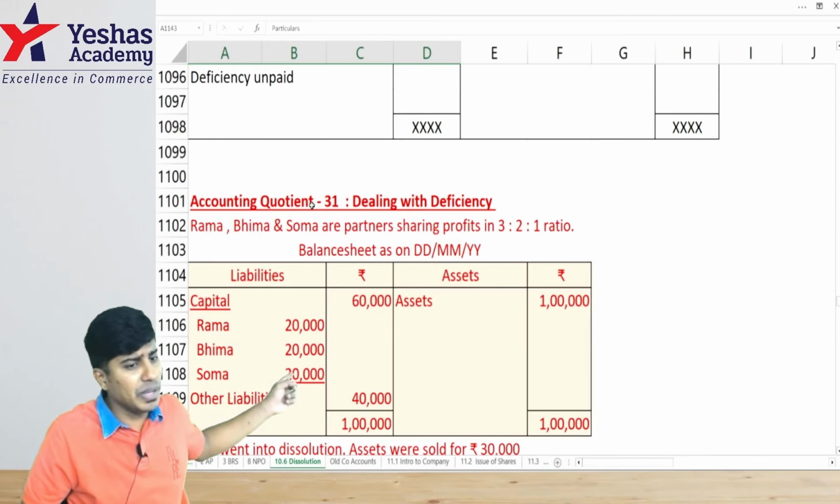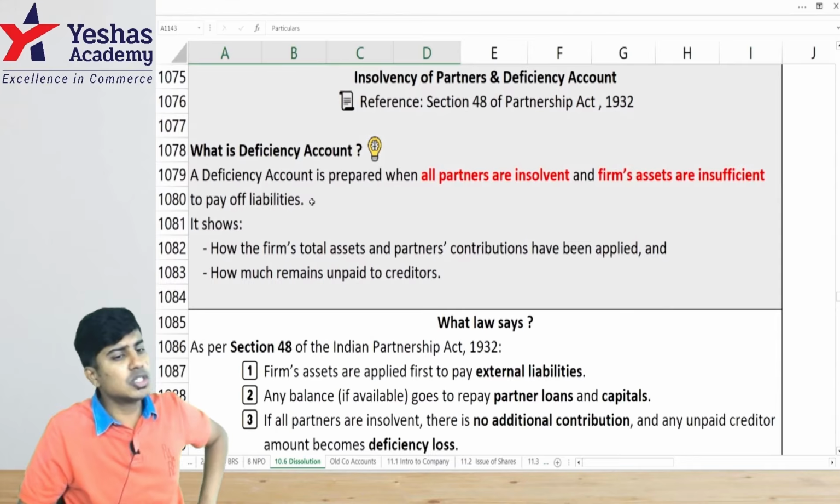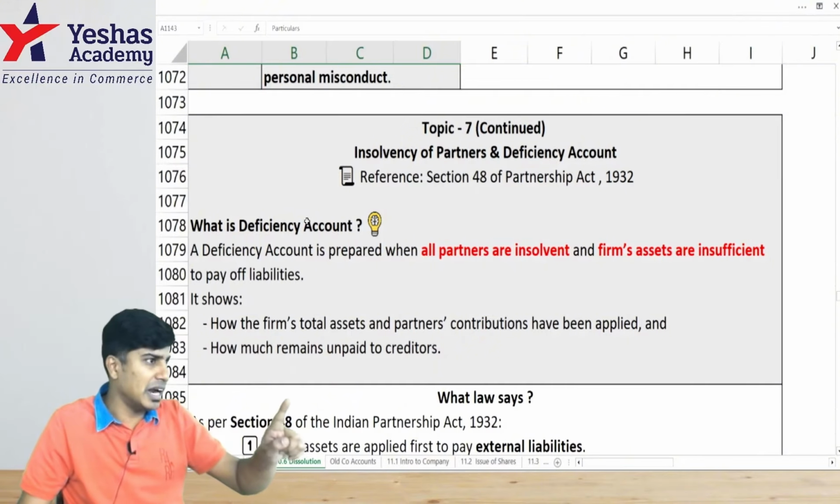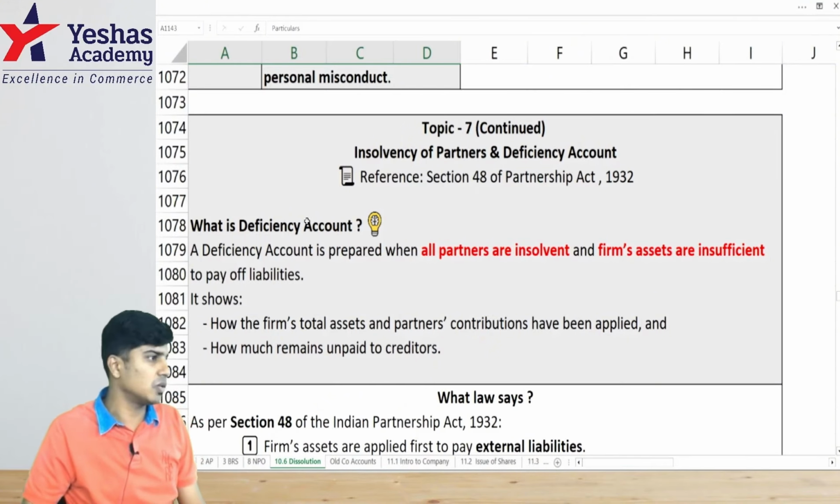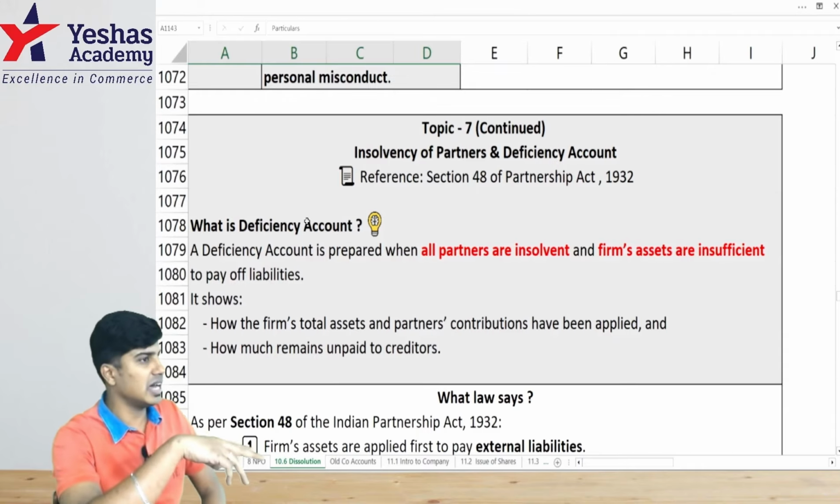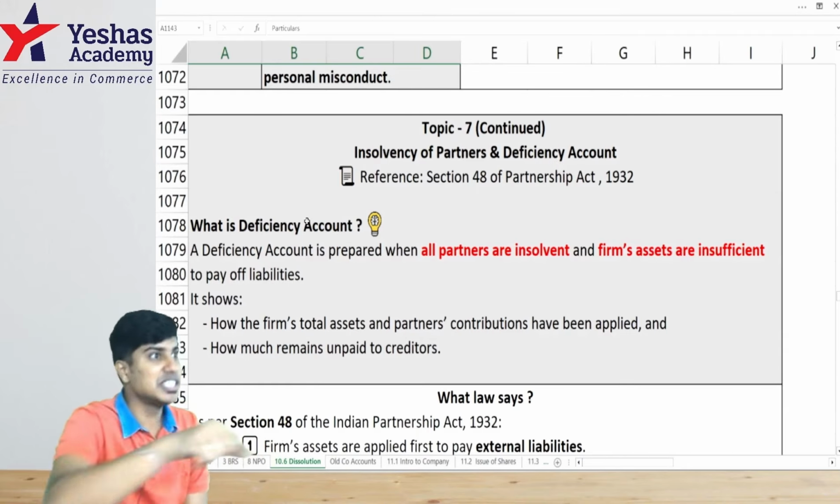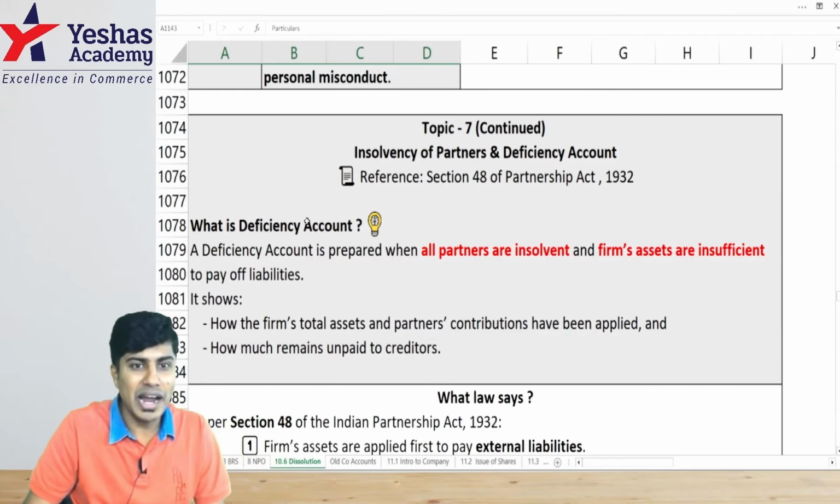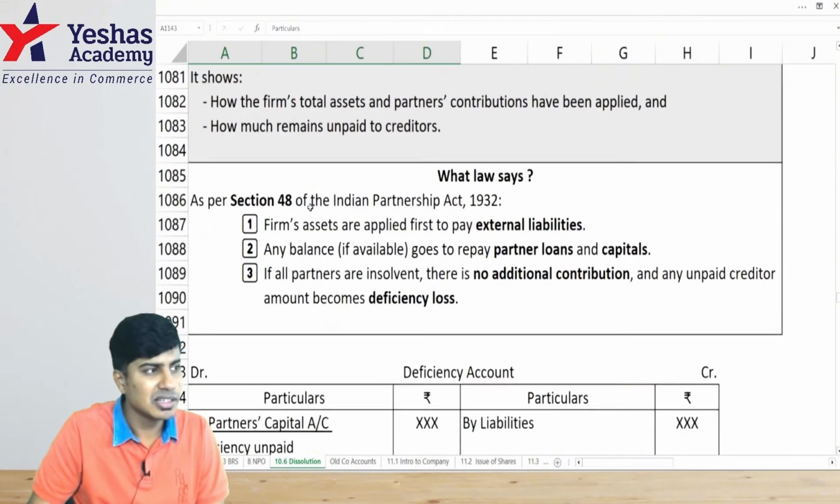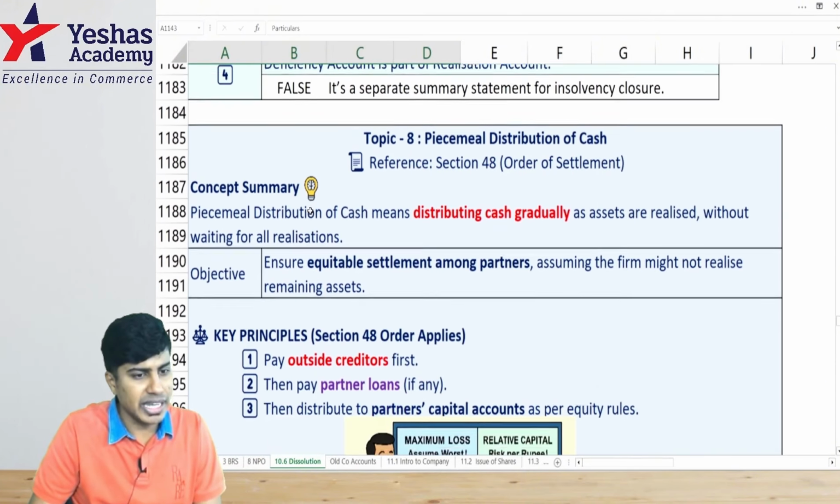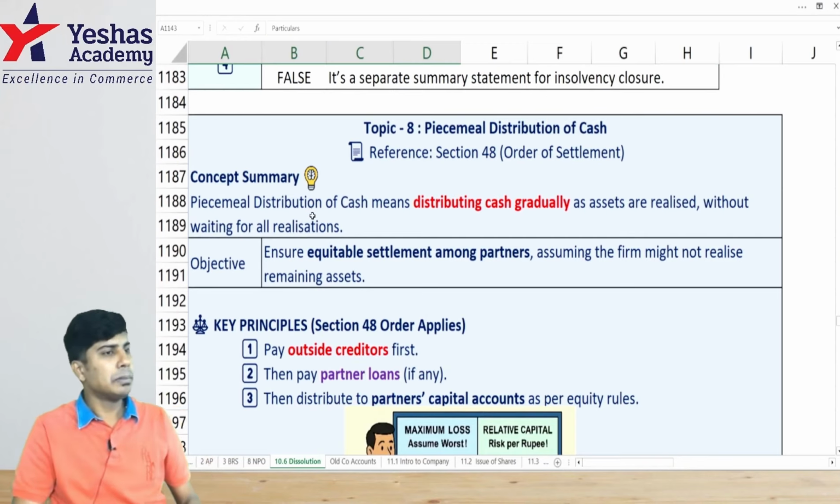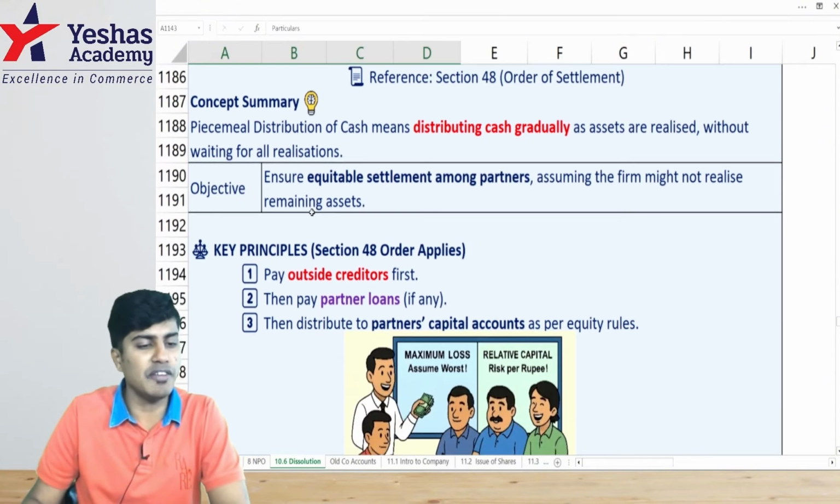So that's our topic 7, which deals with insolvency of individual partner, Garner versus Murray, insolvency of all the partners, deficiency account. If all the partners are insolvent, then the firm is insolvent. We discuss this. Then we'll go to the 8th topic, which is piecemeal distribution of cash.